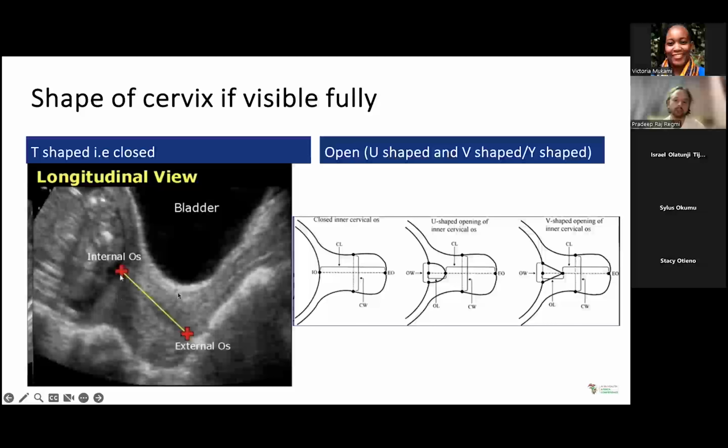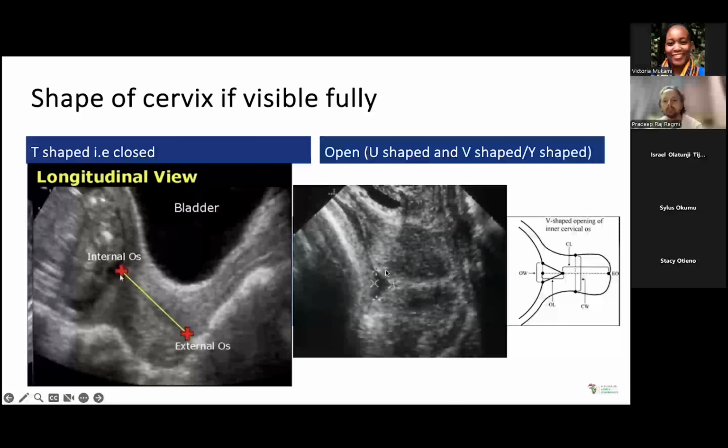So the shape of the cervix can be important during second trimester scan. If the cervix is U or V-shaped, that can be alarming to the clinician, so that they can tie the cervix for preventing cervical incompetence during the second trimester. And if they find this incompetence during the second trimester, the obstetrician usually ties the cervix so that the incompetence can be prevented.